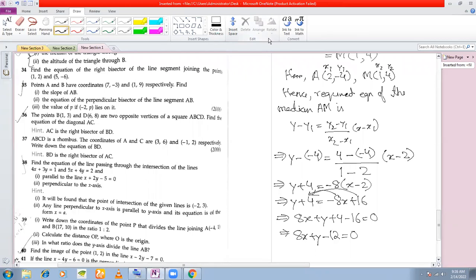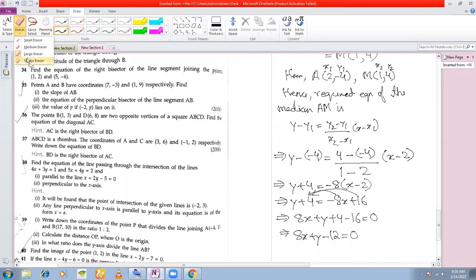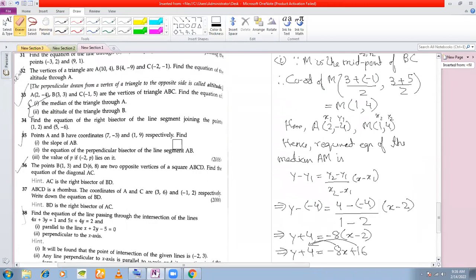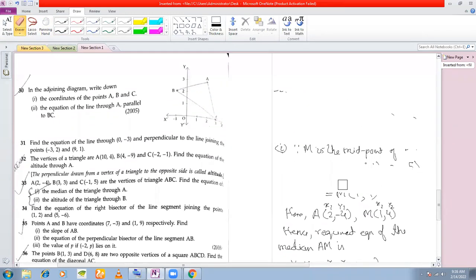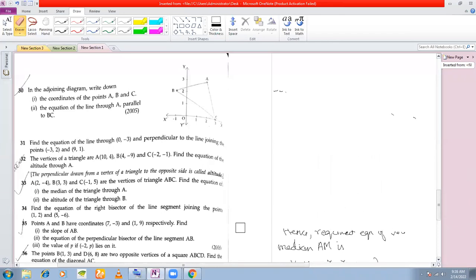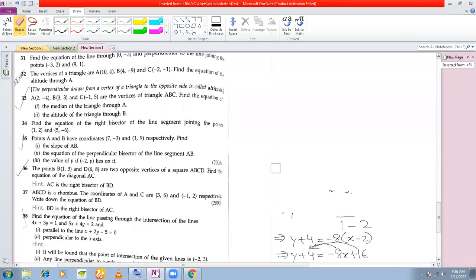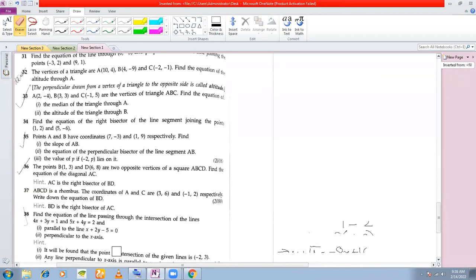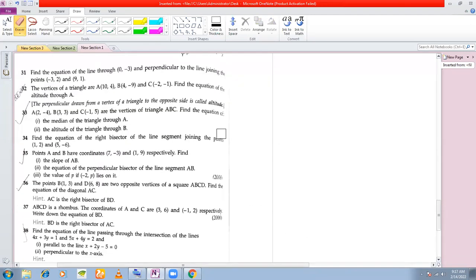Now you have a second part to this question also. And what is that second part? That second part states you need to find the equation of the altitude through B. Now what should be the altitude through B? Let's see. Same triangle. Let's draw a new figure. The coordinates of A, B, and C will be the same. This time you don't have to find out the equation of the median. This time you will have to find out the equation of the altitude. Okay, so look at this.